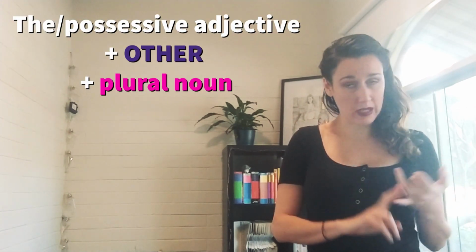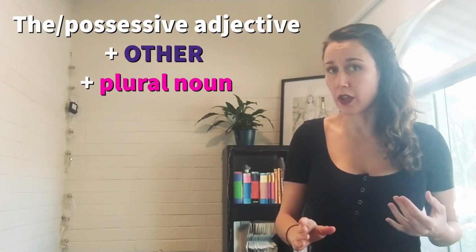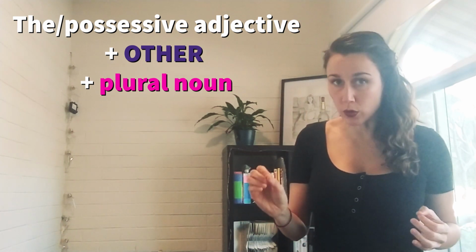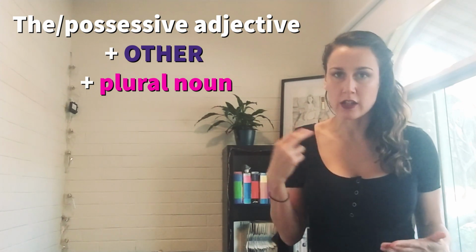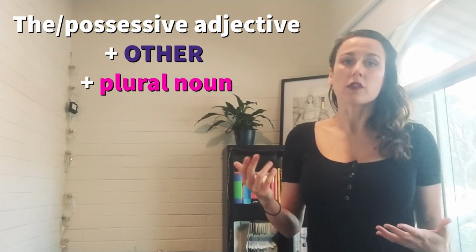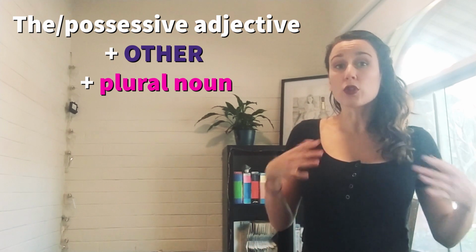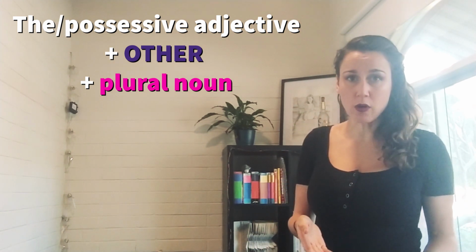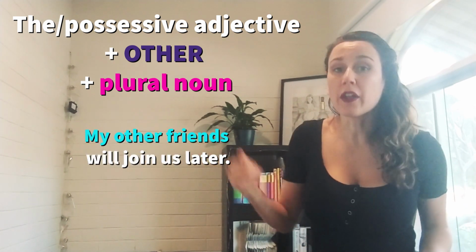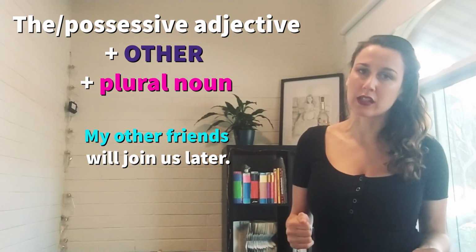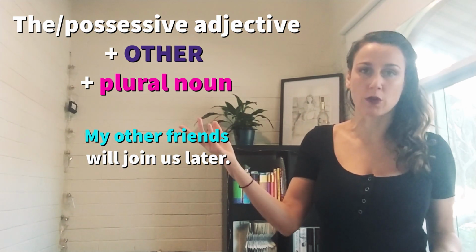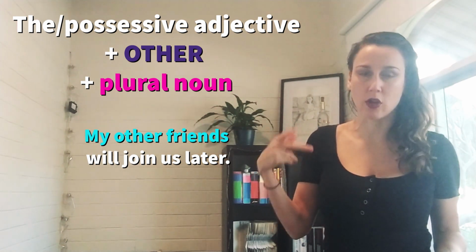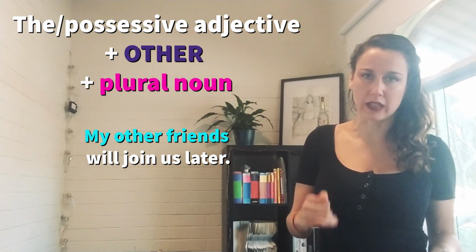We could use the or possessive adjective plus other plus a plural noun to talk about the remainder of a group. So for example, two of my friends are with me now and my other friends will join us later. The rest of my friends, the rest of the group, the remainder of the group will join us later.